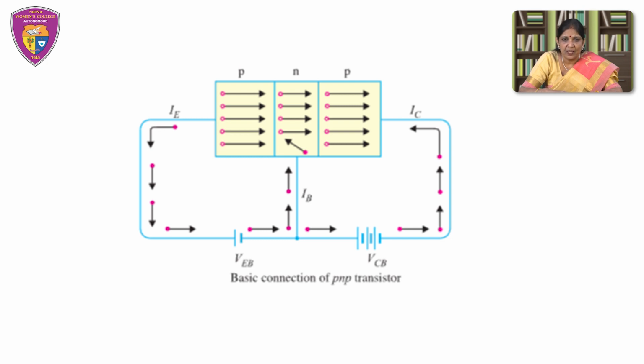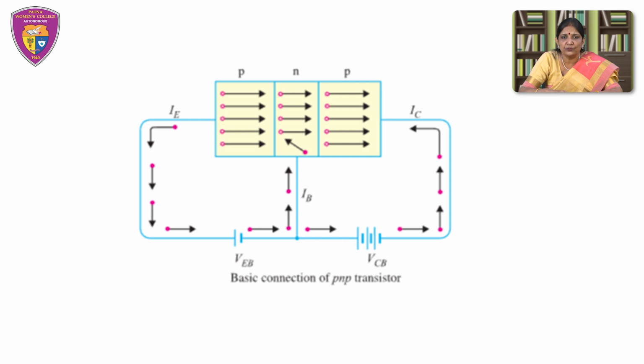Similar is the working of a PNP transistor. This is shown in figure 2. Figure 2 shows the basic connection of a PNP transistor. The forward bias causes the holes in the P-type emitter to flow towards the base. This constitutes the emitter current IE.